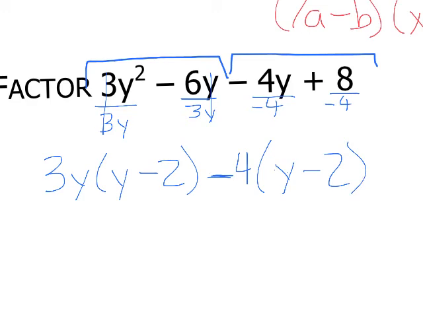In general, it happens if there's a minus sign in the middle of your groupings. Okay? Don't use that as a rule, but in general, if you see that, be aware because it's usually going to happen. So now my parentheses match. I can bring out the y minus 2. If I bring the y minus 2 out, I'm left with 3y minus 4.